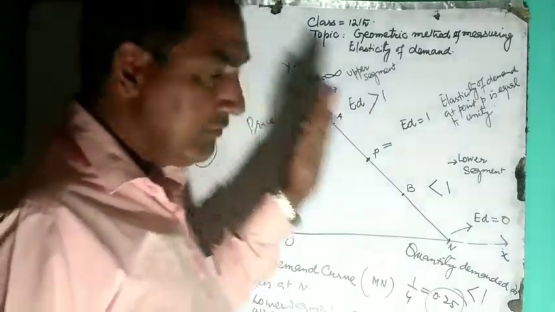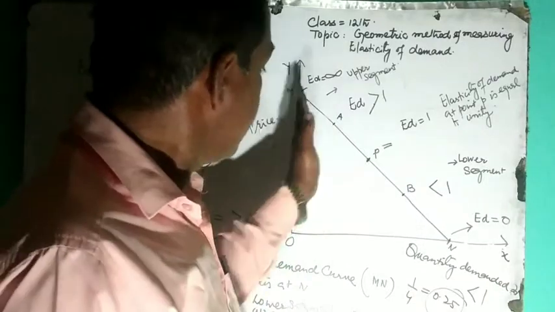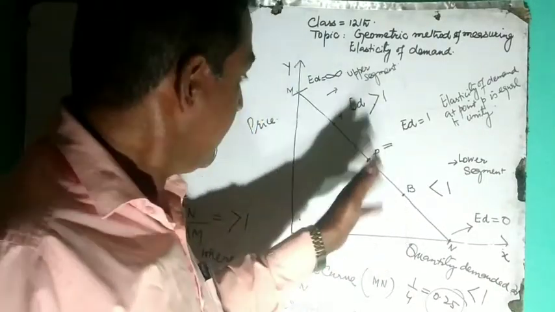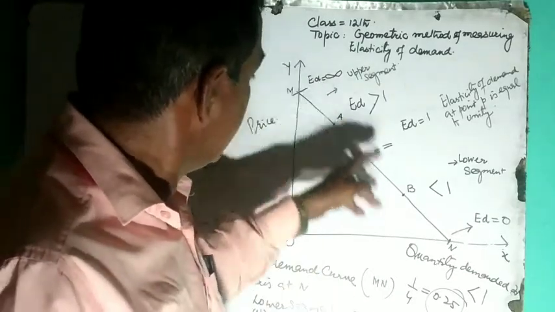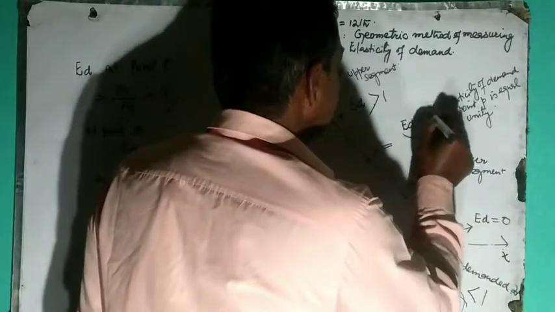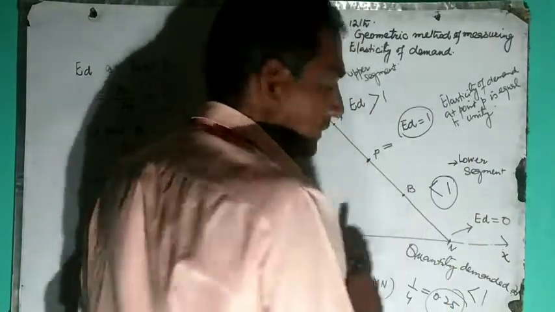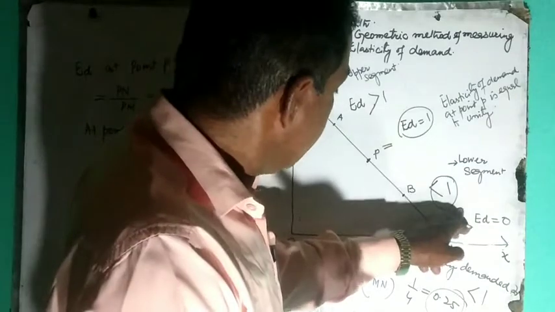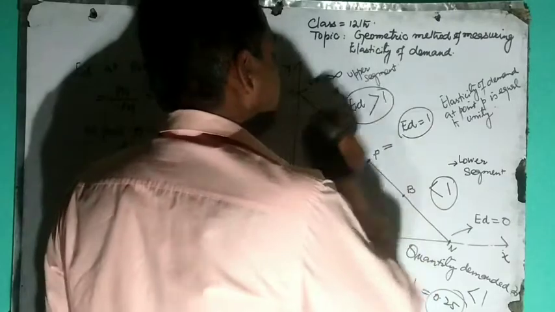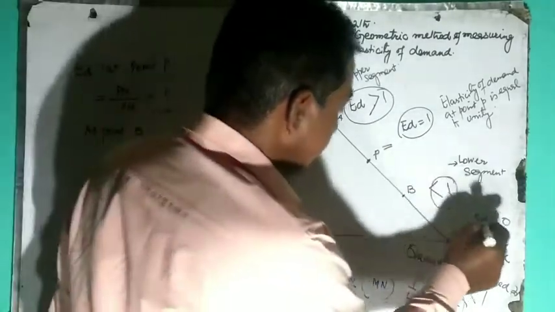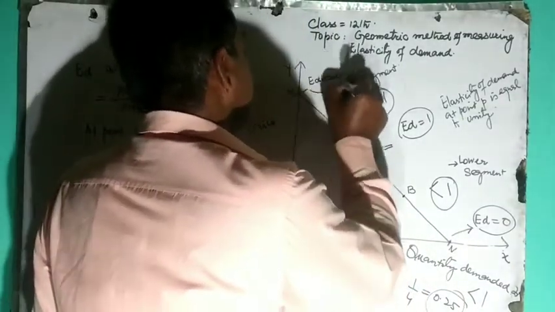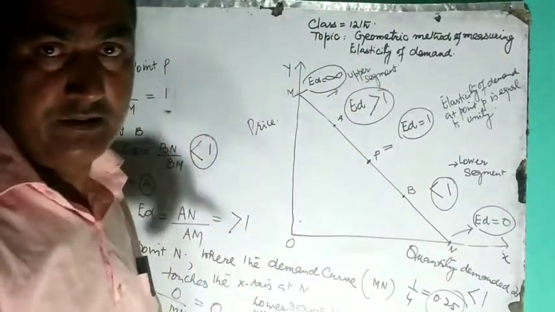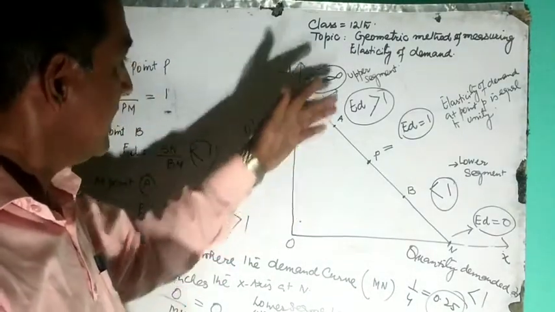This is how we measure elasticity of demand on a straight line demand curve. This method is also known as the point method. So we get three cases: elasticity of demand equal to 1, less than unity, and greater than unity. Here it is equal to 0, and here its value is infinite. So this is how we measure elasticity of demand through the geometric method.